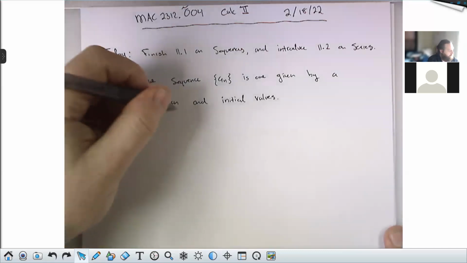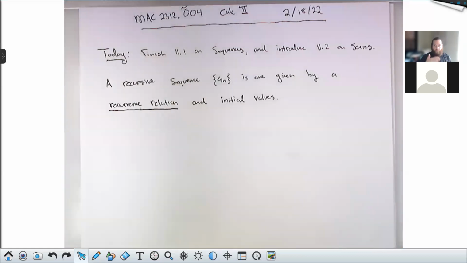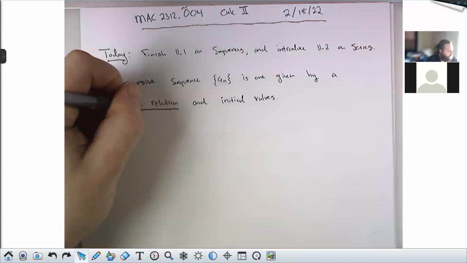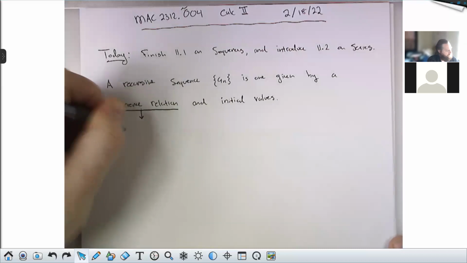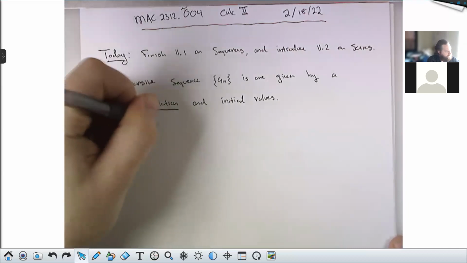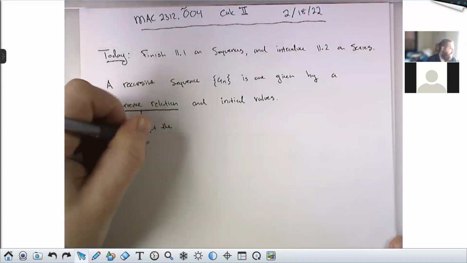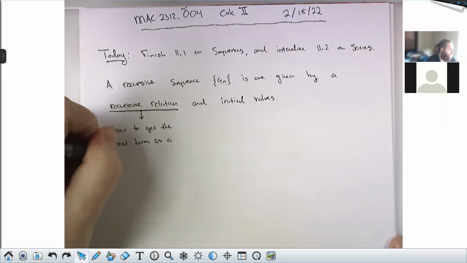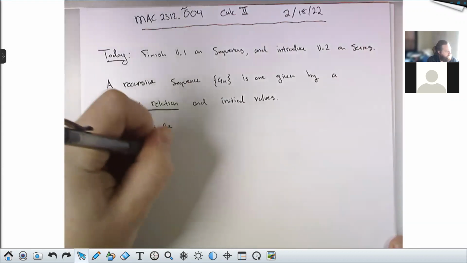When it comes to sequences, the goal is a little bit different. Certainly it would be nice if we could recover a formula for the nth term of the sequence from the recurrence relation and the initial value. That would be akin to solving the Calc 1 problem. But here, the recurrence relation is not telling you the derivative, it's doing something else. It tells you how to get the next term as a combination of the previous terms.